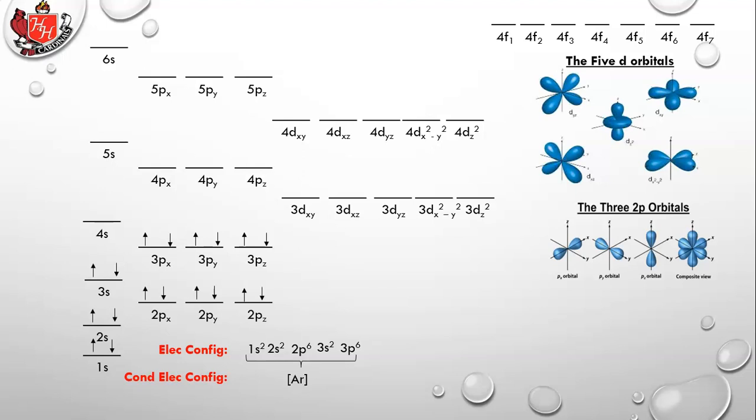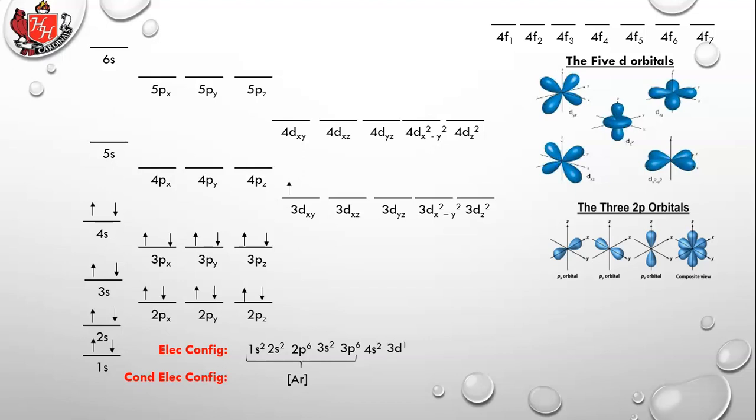Now we go up to 4s. Everything we have before, but now you add 4s1, another electron, 4s2. Now we're ready to do the 3d orbital. Okay, and there's going to be 10 electrons there. So I'll do those a little faster.